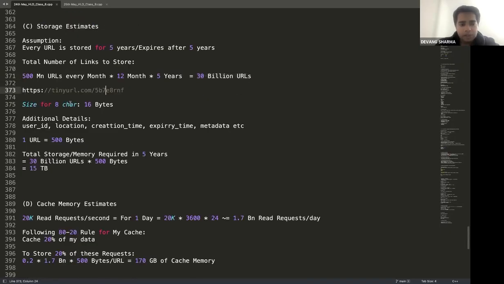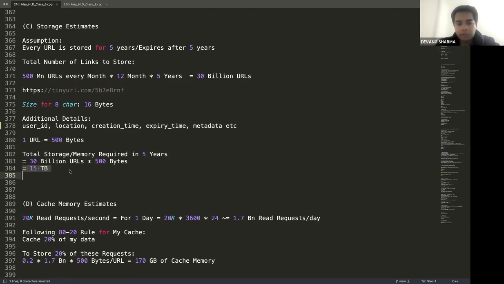30 billion URLs, size for 8 characters, 16 bytes, assuming that we are storing some additional data like user ID, location, creation time, expiry time, etc. More or less, it will never cross the value of 500 bytes for me. So one URL 500 bytes, 30 billion URLs you want to store means 15 terabytes for 5 years, which is decent.